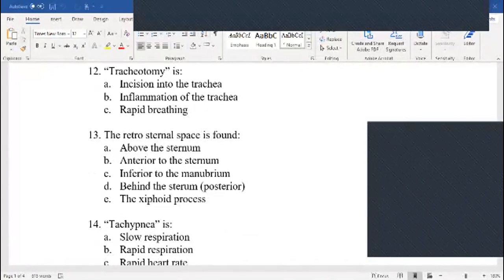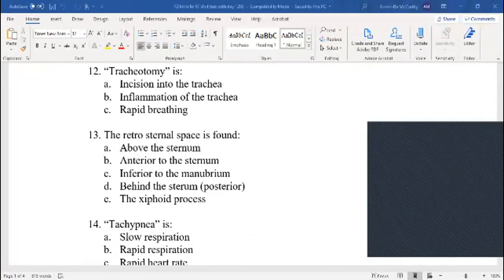All right, so Courtney, tracheotomy is what? Incision into the trachea. That's the incision, right? Tracheostomy is the hole. The hole in the trachea is the ostomy. The cutting of that hole is the otomy. All right, number 13.